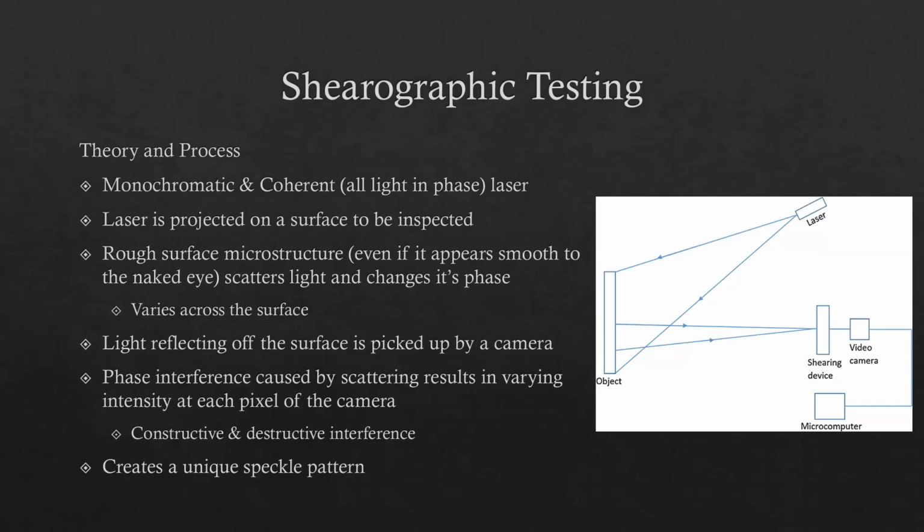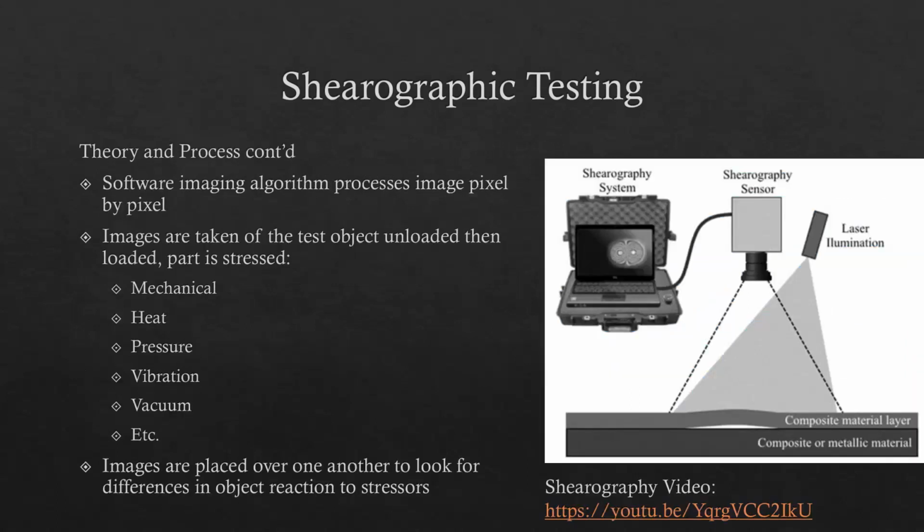And so the light then is picked up by a camera. It goes through what's called a shearing device, which is essentially a polarizing filter. And so you get those areas of varying intensity because of that constructive and destructive interference in different areas. And it creates a speckle pattern that we're able to pick up.